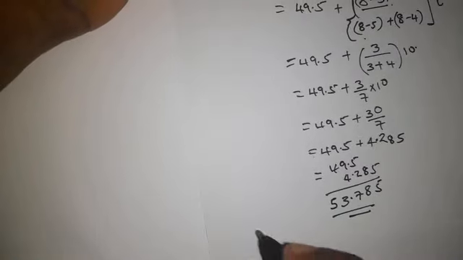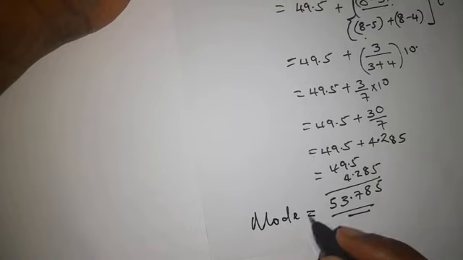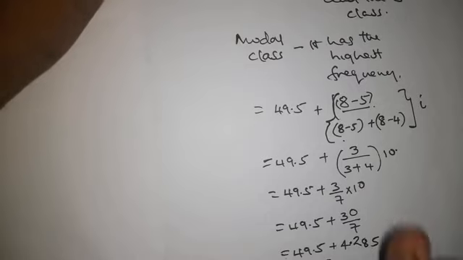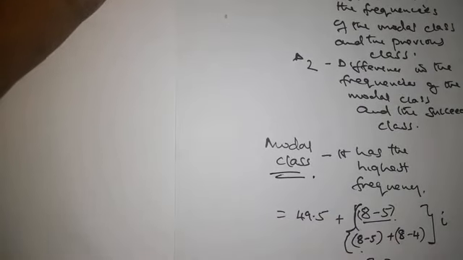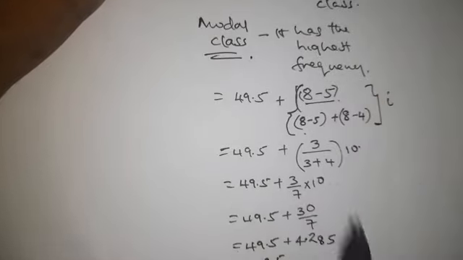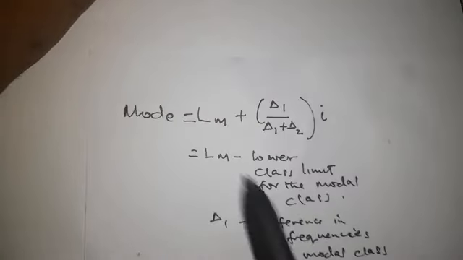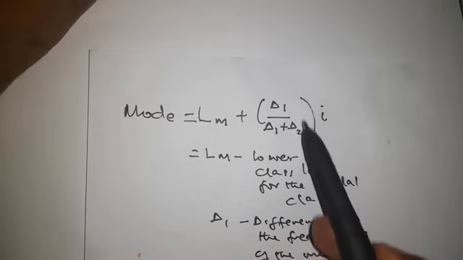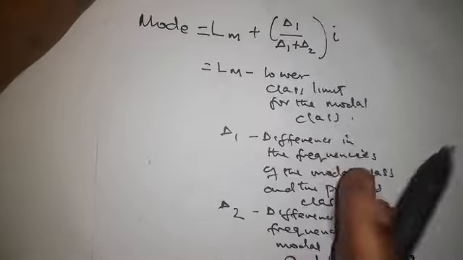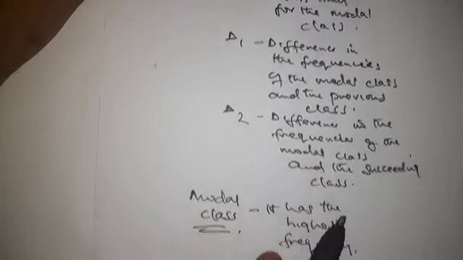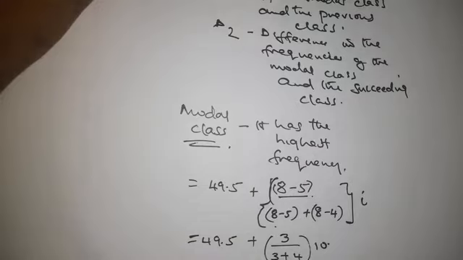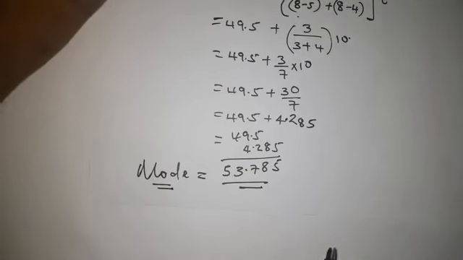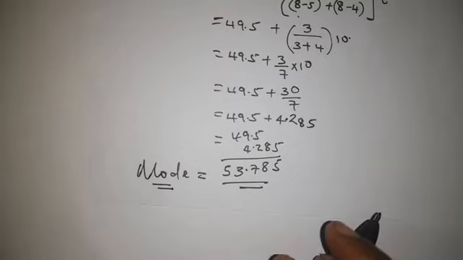Remember, we have a difference between mode and modal class. The two should not confuse you. Modal class has the highest frequency and its mode can be computed using this formula here: Lm plus delta 1 over delta 1 plus delta 2, brackets class size. And I've explained what they all are. And when you substitute in it, you'll be able to get your mode as 53.785.